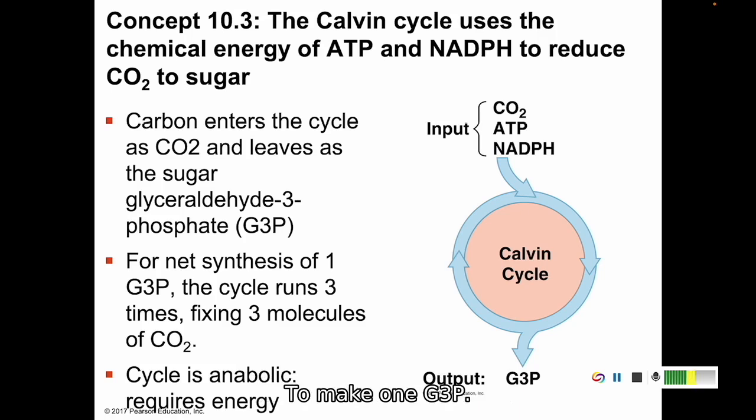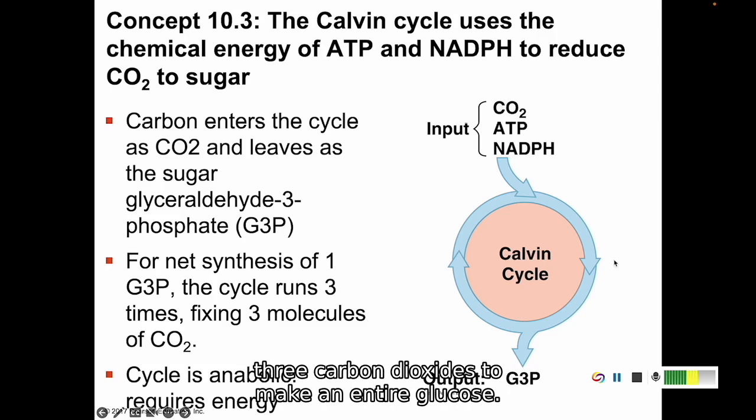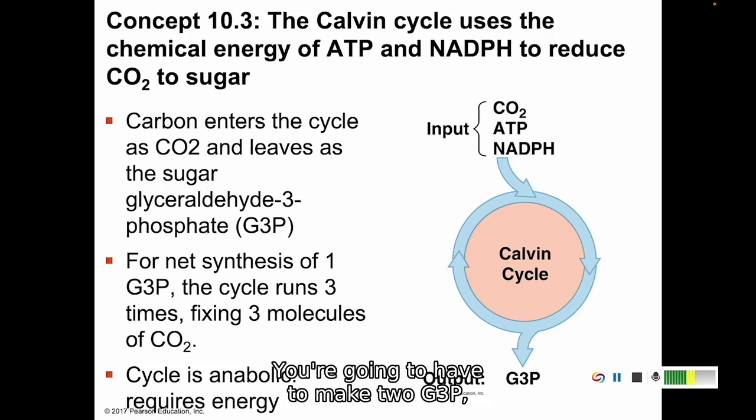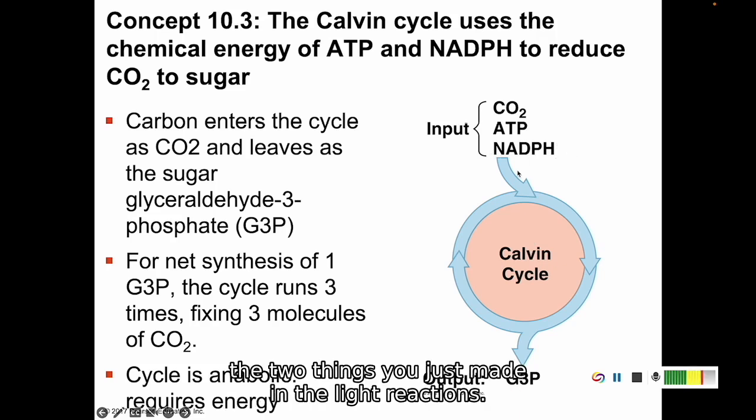So to make 1 G3P, the cycle runs 3 times because you have to stick in 3 carbon dioxides. To make an entire glucose, you're going to have to make 2 G3Ps and stick them together. This cycle is anabolic. It requires energy, and the energy is provided by ATP and NADPH. ATP and NADPH are, helpfully, the 2 things you just made in the light reactions.